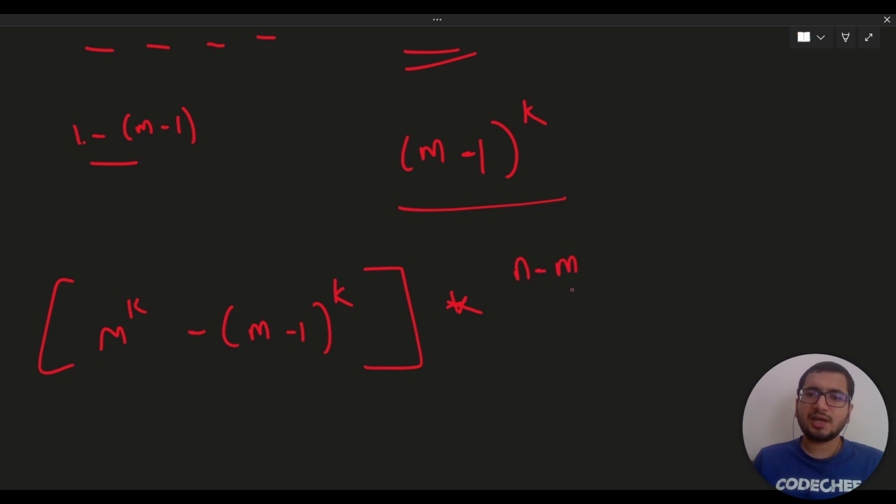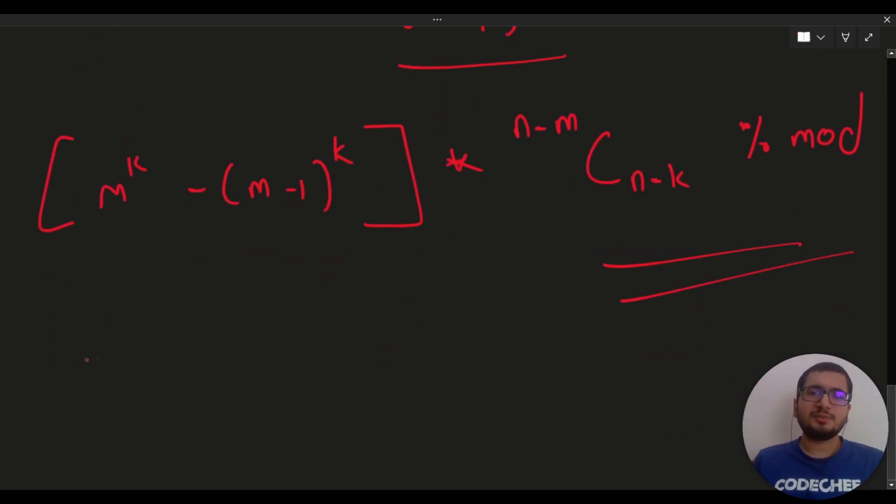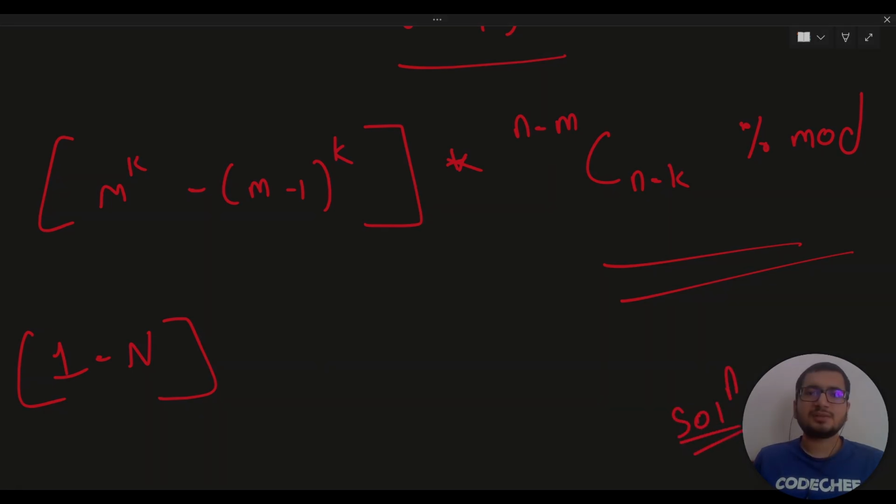So among n minus m, we need to choose distinct n minus k elements, and since the answer can be large, we'll have to take a mod with it. So we can go over all the values of m in the range 1 to n, and whatever values we get, we simply keep on adding them. We keep on taking the mod, and finally we'll have the total count of arrays that satisfies our condition, and with this we have our solution.